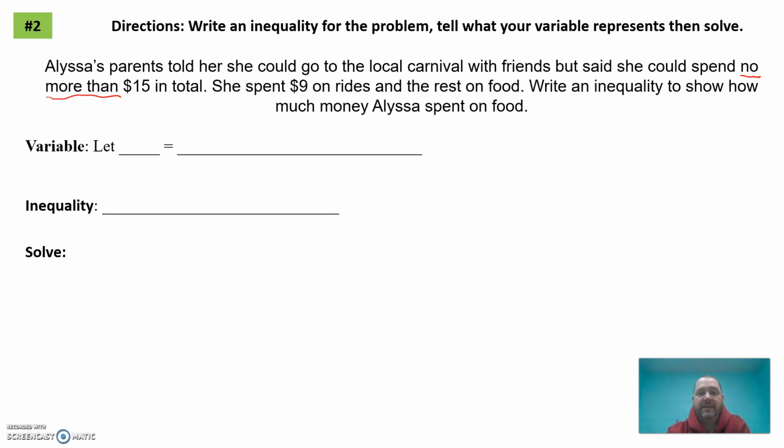And it does not give us the variable that we need to use in this particular problem. So you get to pick the variable that you're going to use. Remember that you're going to think about the question. The question is asking you to show how much money Alyssa spent on food. So you're going to pick a variable that will be equal to how much money Alyssa spent on food. Go ahead and do that now. Write your inequality and solve, and then write your answer in sentence form and circle it. Press pause. Go ahead and do that now. And press play when you're done to see how you did.